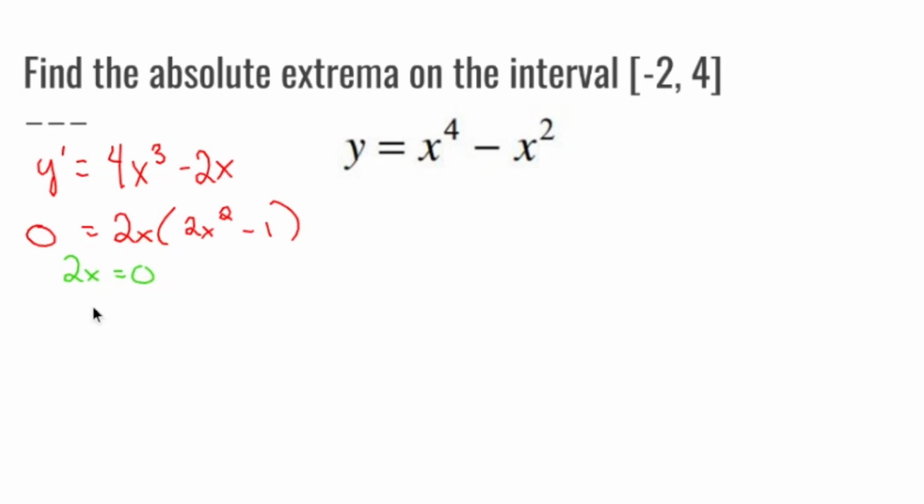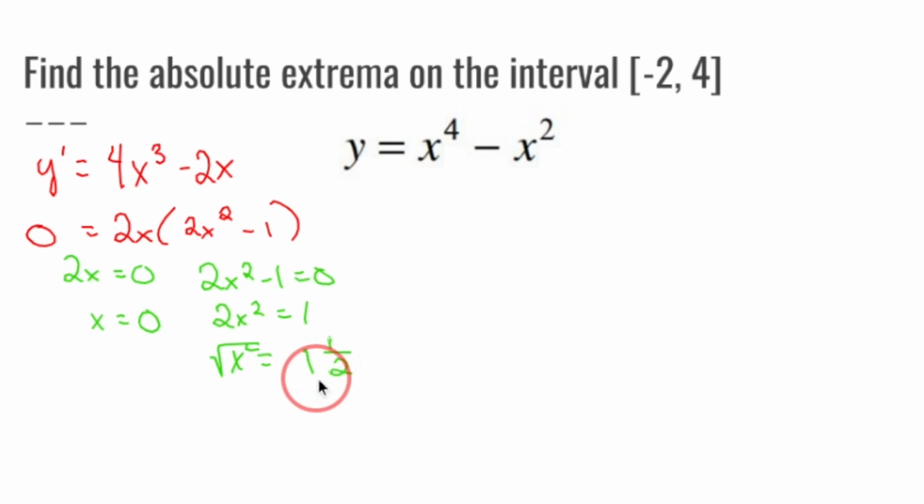So 2x equals 0, divide by 2, x is equal to 0. 2x squared minus 1 equals 0. Add 1. Divide by 2. Take the square root, and don't forget about your positive or negative. So my 3 critical points are x equals 0, positive square root of a half, and negative square root of a half.